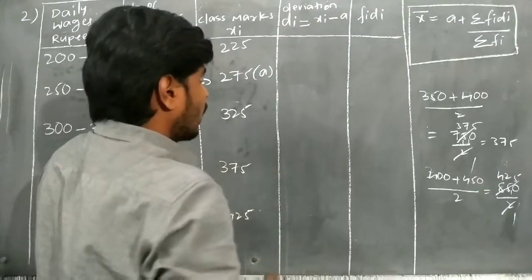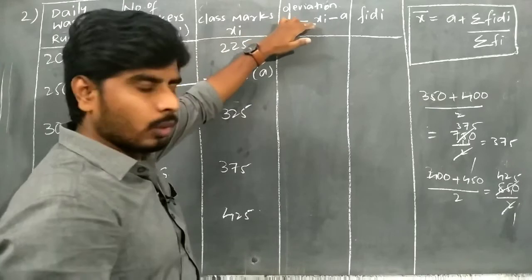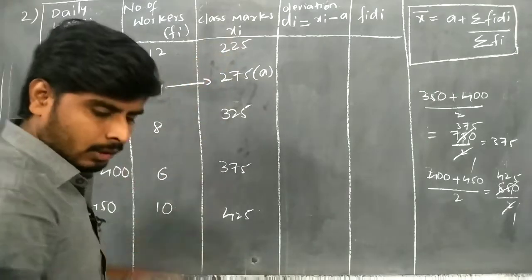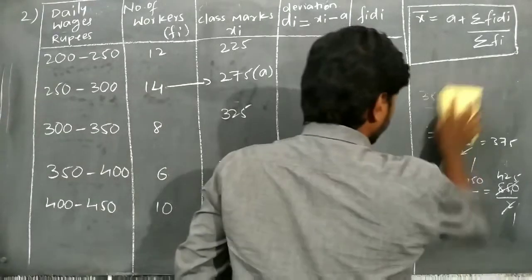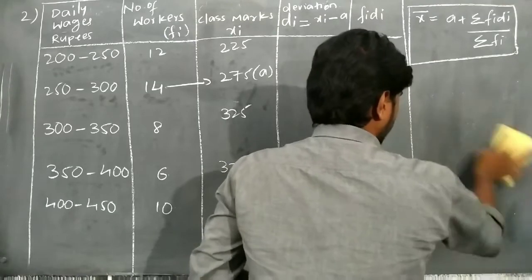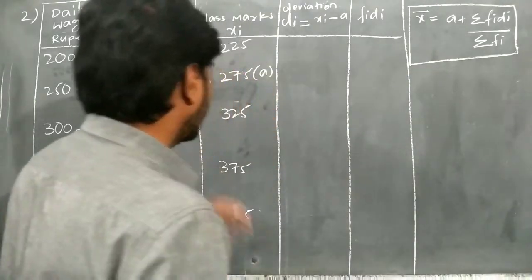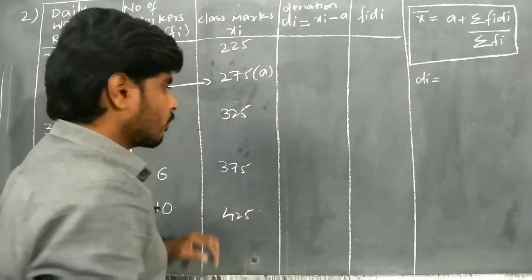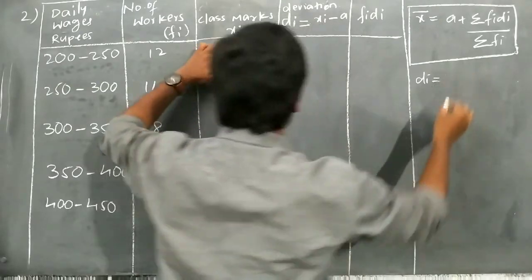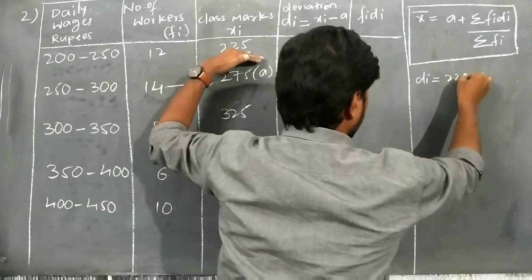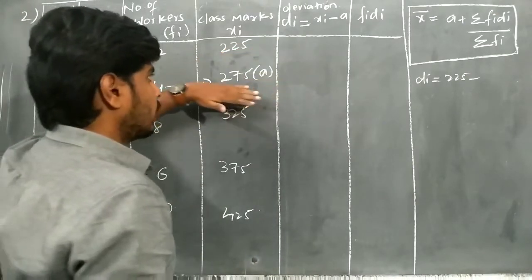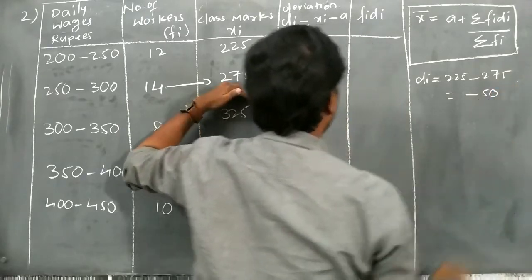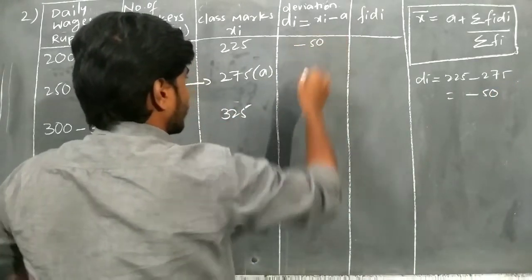So di, what is the formula? di equals xi minus a. We choose the xi values here and the a value is fixed, so we perform the subtraction between xi and a. So di is equal to xi minus a. What is xi here? 225. 225 minus the a value 275. So what is the difference? It is minus 50, okay. So the first deviation is minus 50.